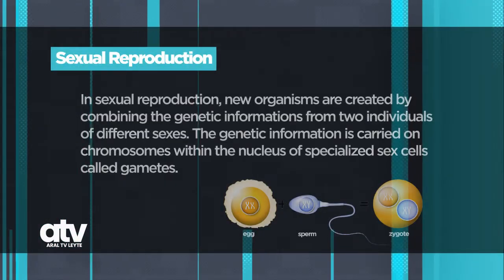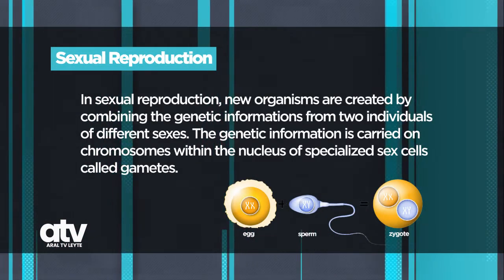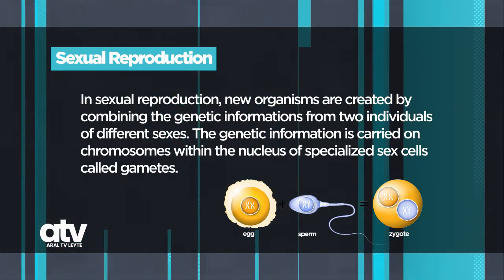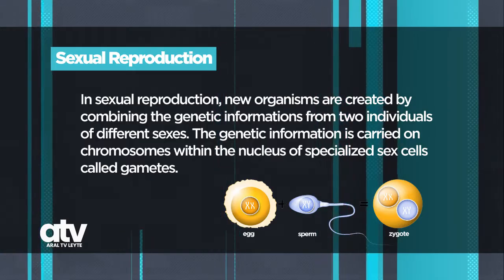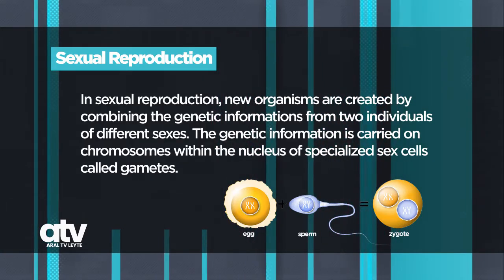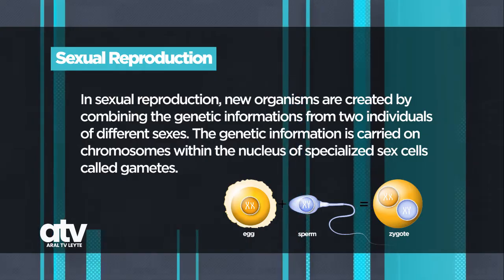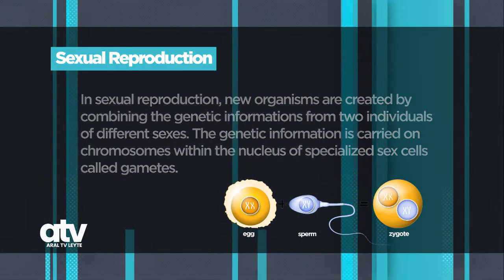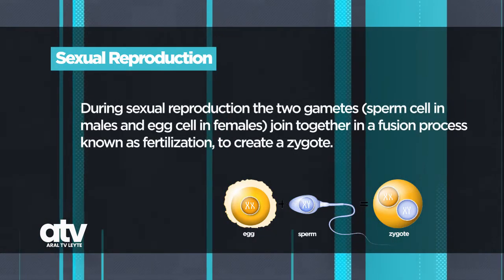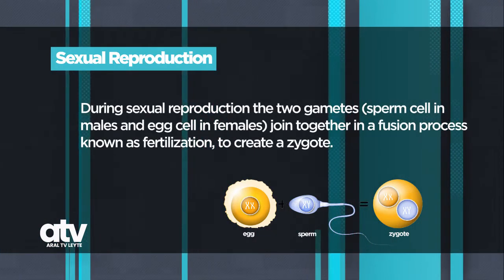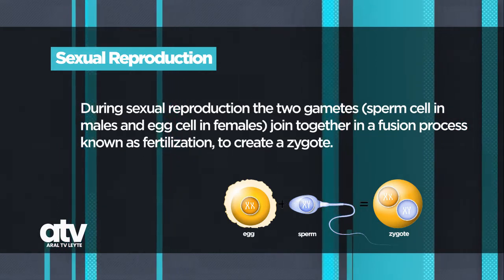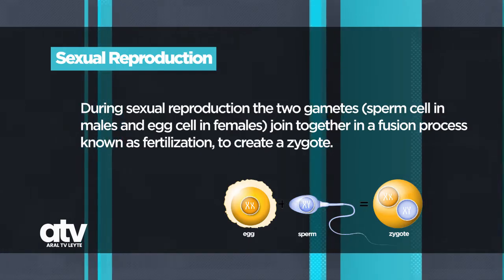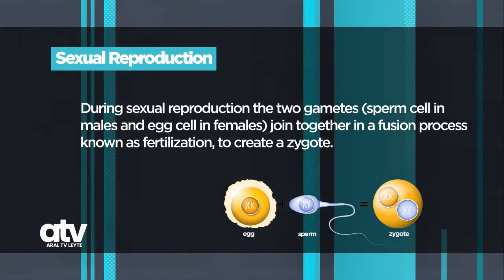In sexual reproduction, new organisms are created by combining the genetic informations from 2 individuals of different sexes. The genetic information is carried on chromosomes within the nucleus of specialized sex cells called gametes. During sexual reproduction, the 2 gametes, sperm cell in males and egg cell in females, join together in a fusion process known as fertilization to create a zygote.